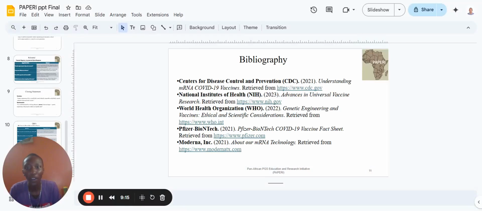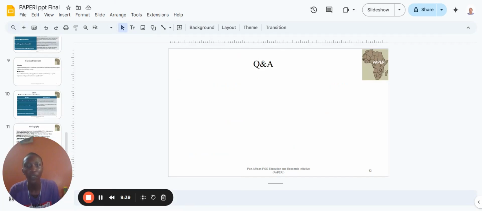For our bibliography and the reference part, these are the places where we got our references from: the Centers for Disease Control and Prevention, the CDC, the National Institutes of Health, the World Health Organization, as well as Pfizer, BioNTech, and Moderna Inc.